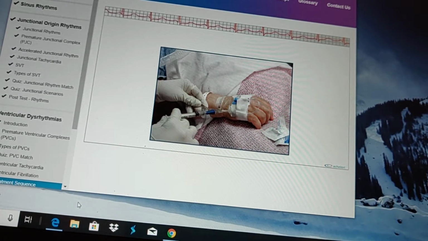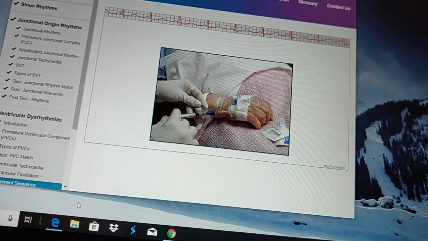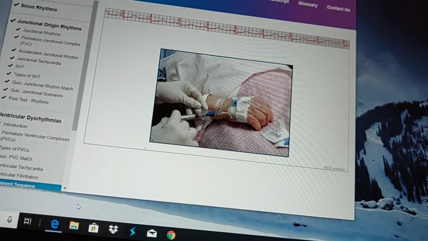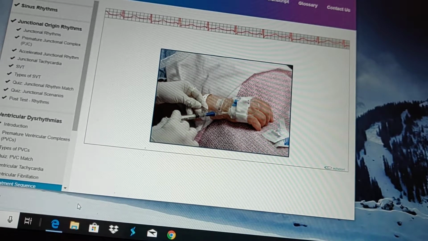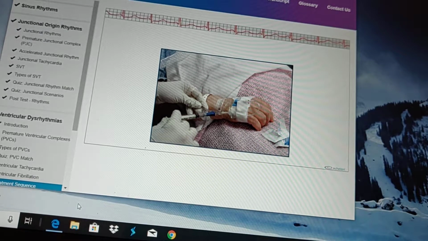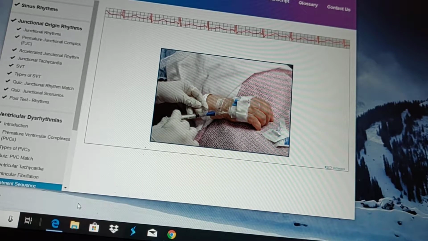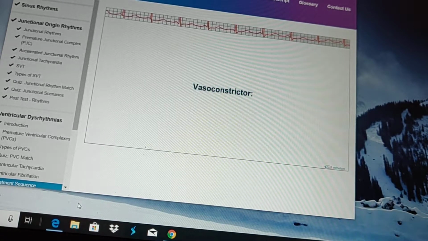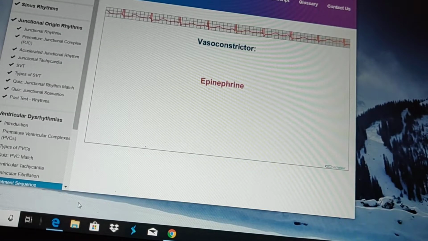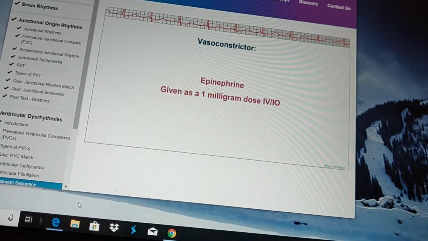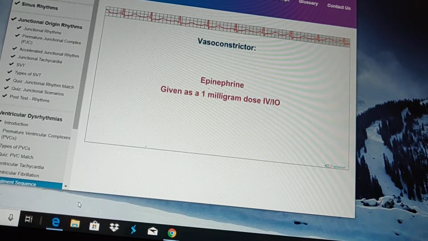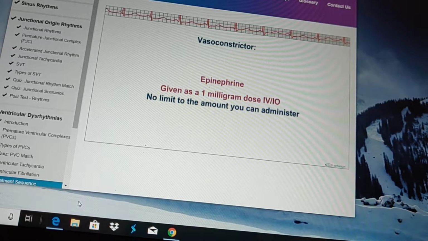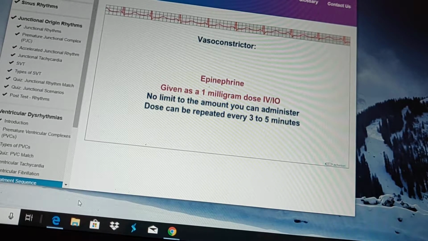AHA 2015 guidelines recommends 2 shocks, then administration of epinephrine. Review lab and arterial blood gas results until it is time appropriate to give the next drug. The first-line drug to treat pulseless ventricular tachycardia and ventricular fibrillation is the vasoconstrictor, epinephrine. Epinephrine is given as a 1 milligram dose IV IO. There is no limit to the amount of epinephrine you can administer, and the dose can be repeated every 3 to 5 minutes.